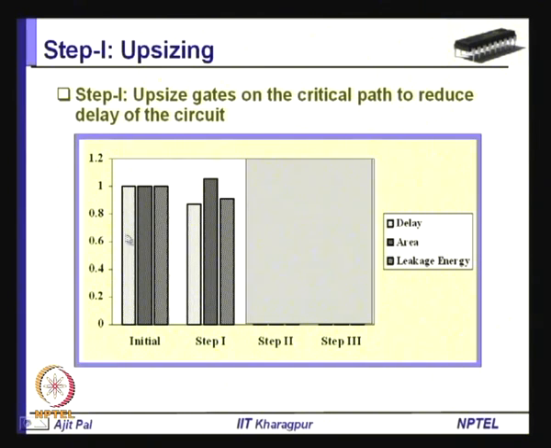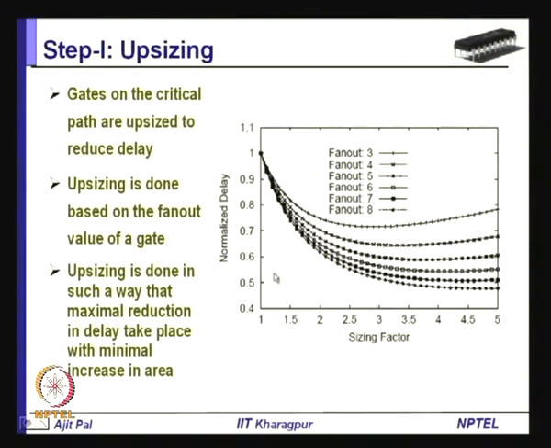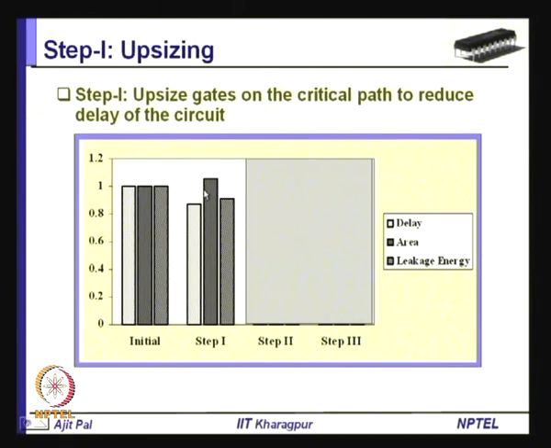So, this is the first step, and at the end of this first step, this is the initial delay, area and power. After the upsizing is done, some of the gates on the critical path have been increased in size, and obviously the area will become more. However, delay will reduce because the delay of the critical path has been reduced by upsizing. As you know, as you increase the size, the delay reduces, as I have shown in the previous curve. The leakage energy will remain more or less the same value. So, there will be increase in area, but reduction in delay. This is the outcome of step 1.